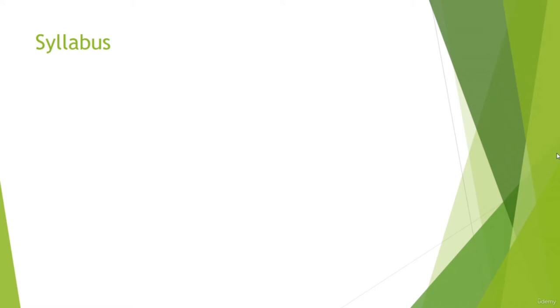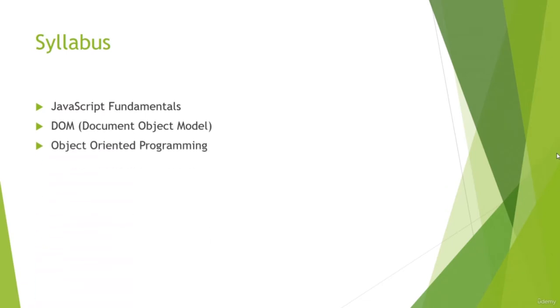So first, check our syllabus. I divided this course into a few sections. First we learn JavaScript fundamentals, and then the DOM, the document object model, then object oriented programming, ES6, JSON, Ajax, and finally we do our 10 projects step by step.